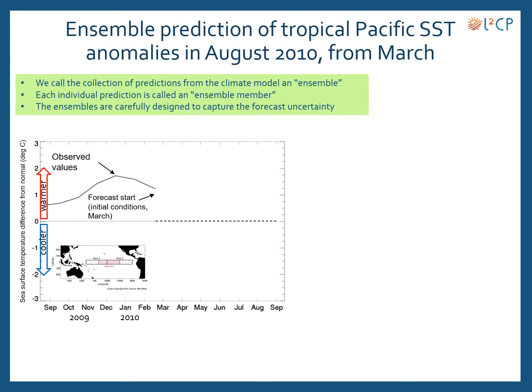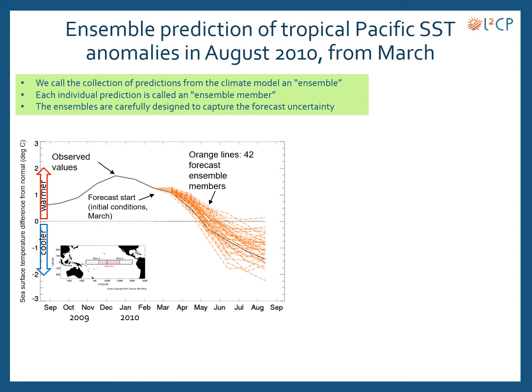Now, a forecast was started from initial conditions gathered from March, and it was an ensemble forecast with 42 ensemble members. And here we see the ensemble members predicting forward for 6 months in these 42 orange lines. You can see that to begin with, the ensemble members are closely grouped together. They all predict similar SST anomalies.